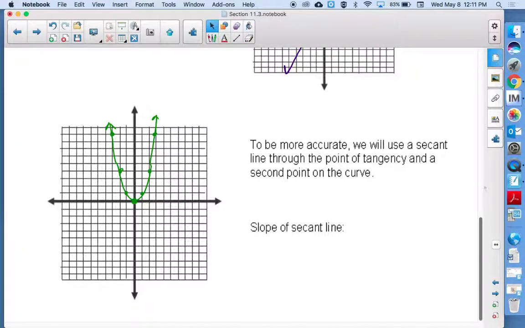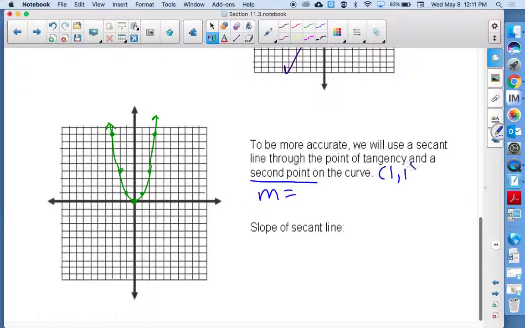Now I'm not going to draw the secant line on the graph, but if I'm finding the slope that goes through 2 points, my first point is (1, 1) because it has to go through (1, 1). That's what we're trying to find the slope. Pick another point on your graph. What's the second point on the graph?